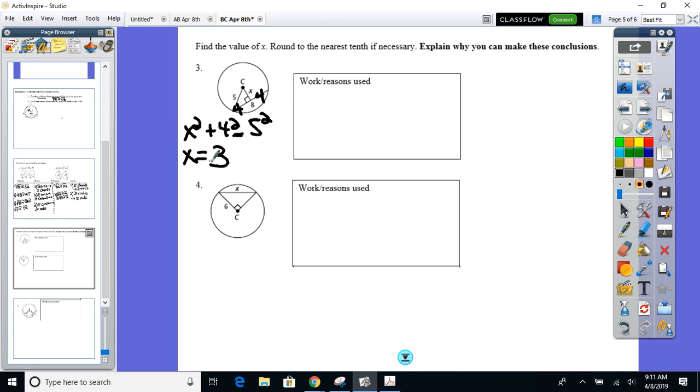Good. Now the work or reason used, what was the only theorem we used here? And let's get practice writing it out. How did I know it bisected? Ready? A diameter, and you can write diameter. I know there wasn't one drawn in, but it's part of a diameter. A diameter perpendicular to a chord does what? Bisects the chord.